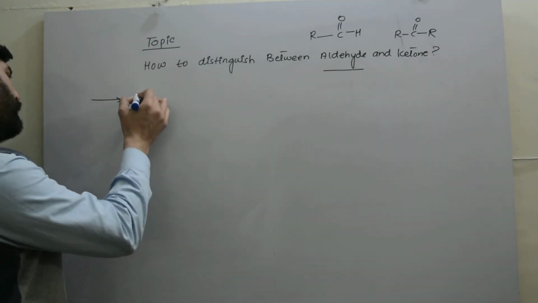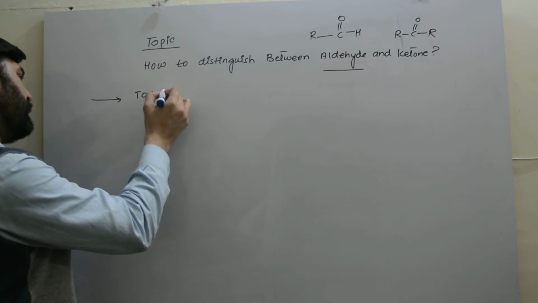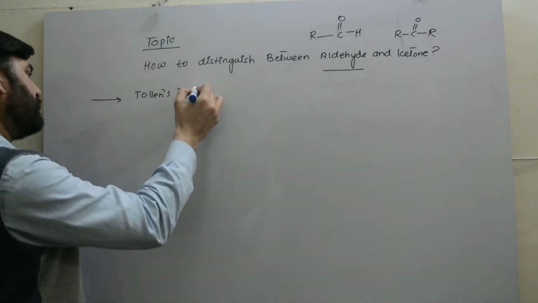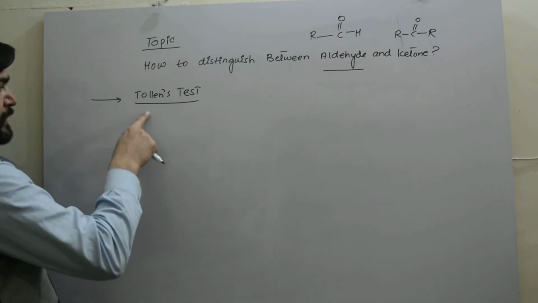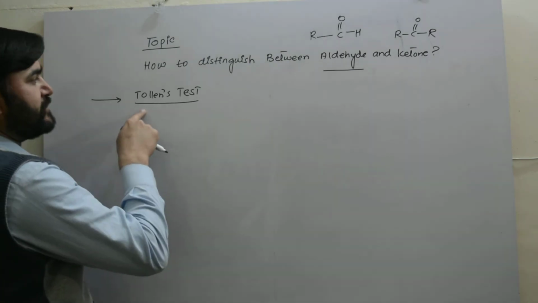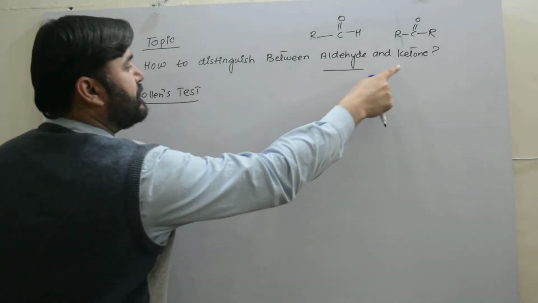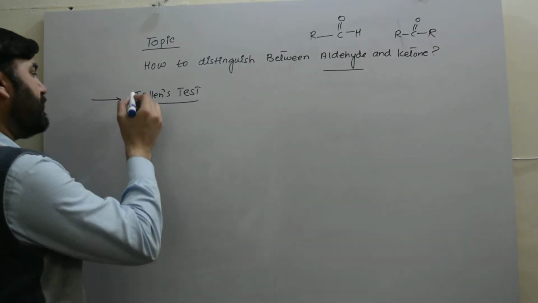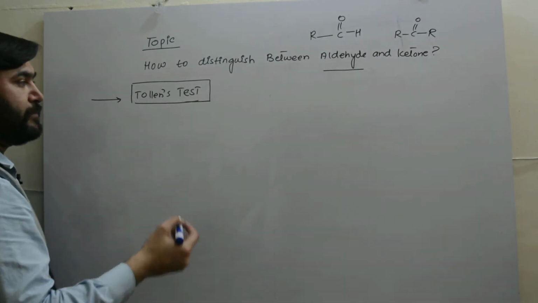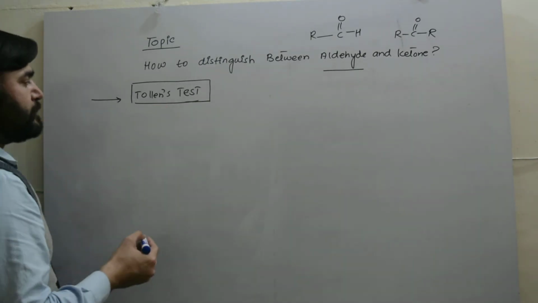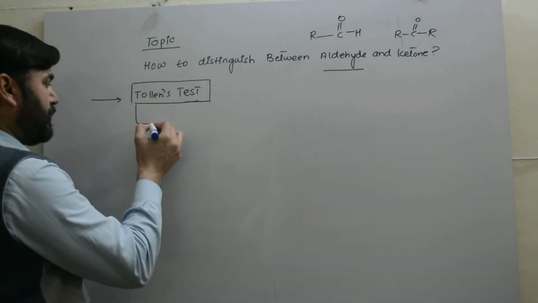So the name of the test is the Tollen's test. It is used to distinguish between aldehyde and ketone. It has another name, which we will discuss later, also called the silver mirror test. You need to remember three things about the Tollen's test.